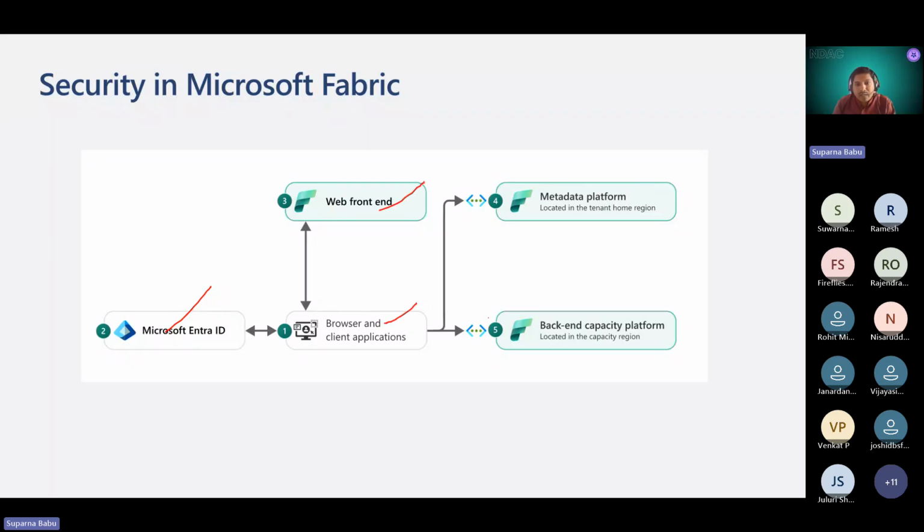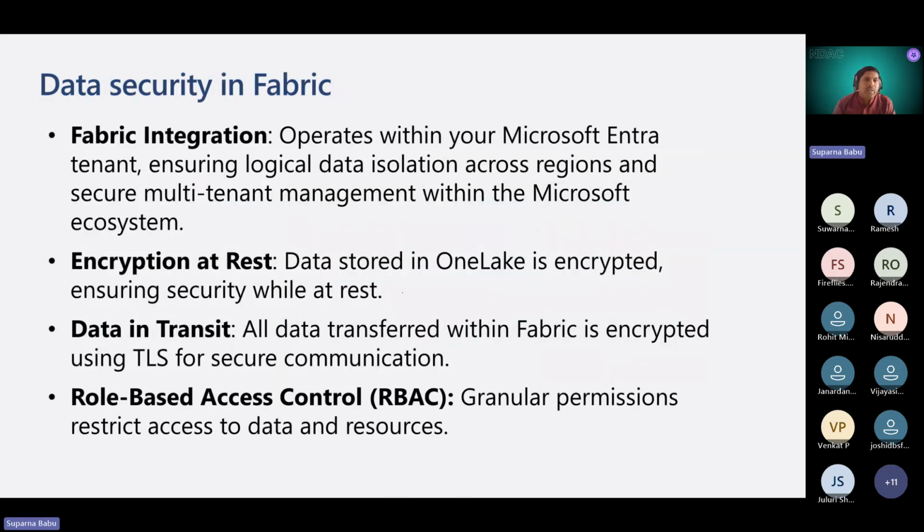Here, if you see the back end capacity platform and metadata platform, they have a lot of security features. You can use encryption at rest and role based access controls also. Moving on to the next slide. Now here, if you see data security in Fabric, it operates within your Microsoft Fabric Entra tenant, ensuring logical data isolation. So you should use your Microsoft Entra ID.